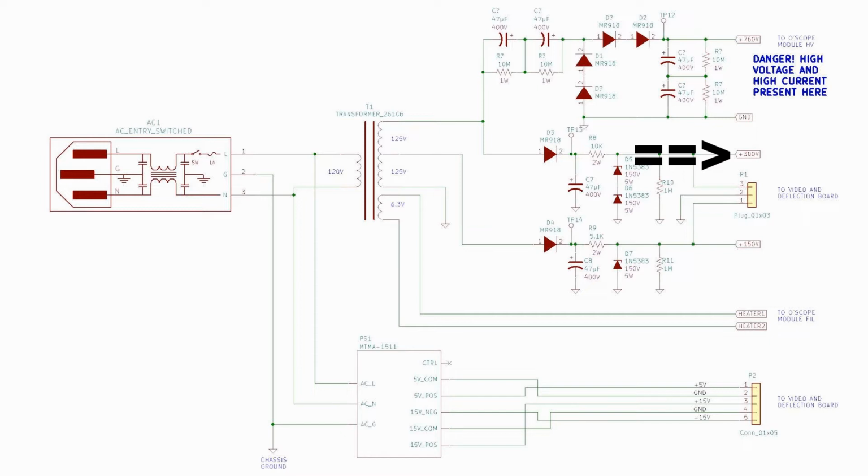Each deflection circuit draws a constant 1 milliamp, so there's only a 2 milliamp load on that circuit. In addition to the Zener diodes, I have a 1 megohm bleeder resistor which is pulling an additional about 300 microamps. The job of that resistor is to discharge the 47 microfarad capacitor.